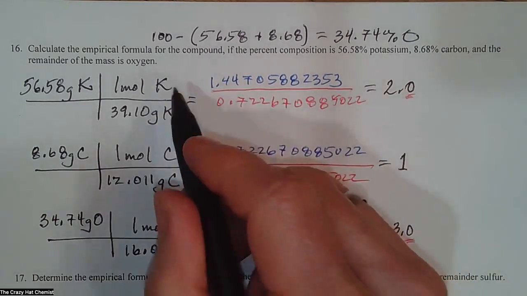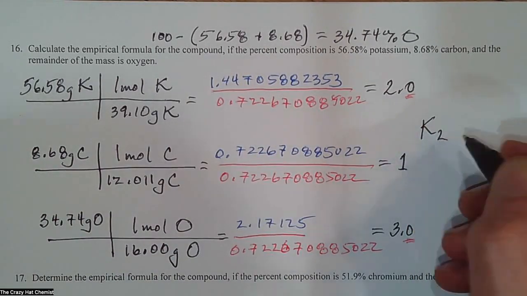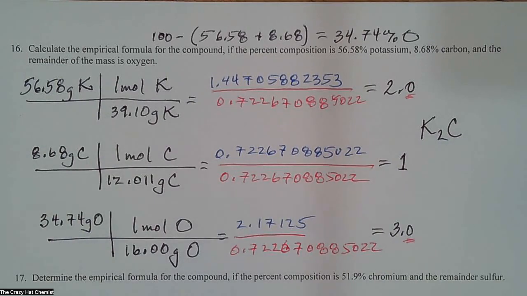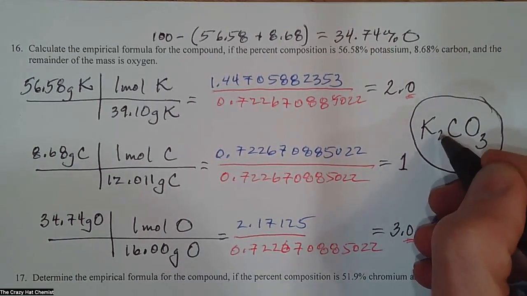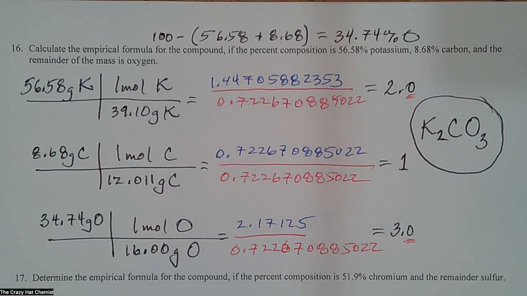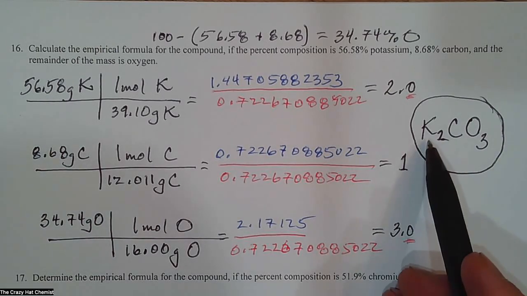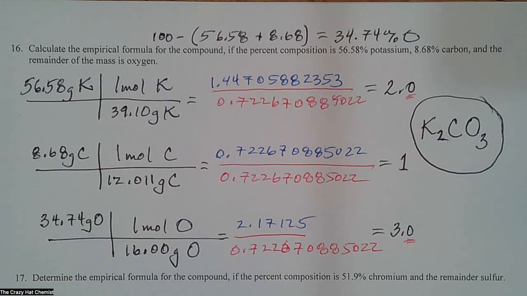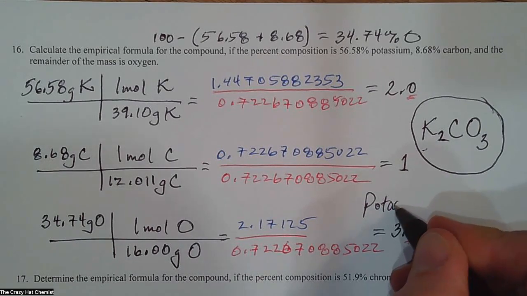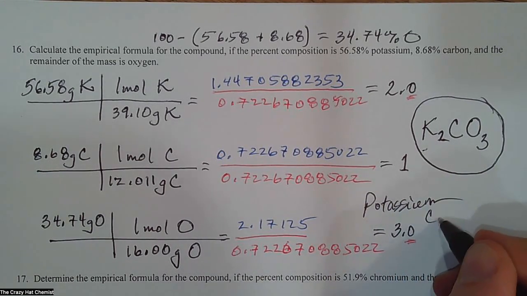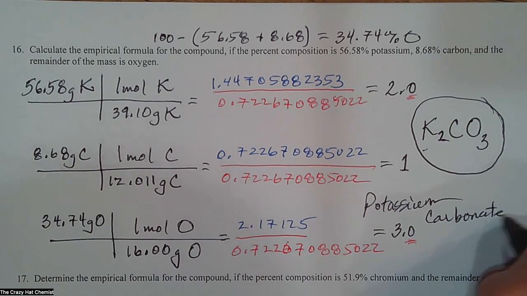So how many potassiums? 2. How many carbons? 1. How many oxygens? 3. And there is my empirical formula, simplest whole number mole ratio. And you should actually know the name of this. So before I come up with the name, I'm hoping that you're going to come up with the name of this. And that is potassium carbonate. Cool. Potassium carbonate.